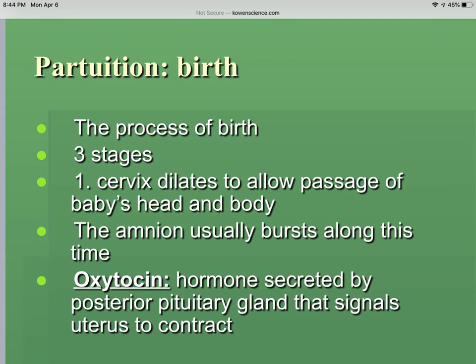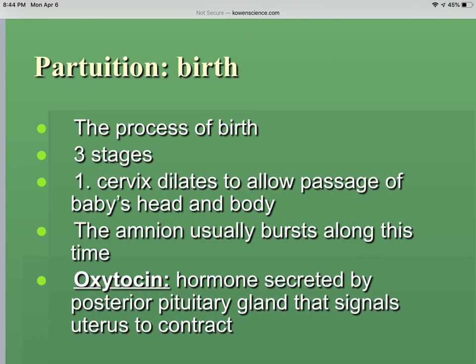Parturition is the term used for childbirth. This consists of 3 stages. The first stage is cervical dilation. This allows for the passage of the baby's head and body. The amnion usually bursts. This is when they say the woman's water broke. Now, with the cervix dilating, what we're talking about is that the opening of the cervix is expanding until it reaches 10 centimeters.